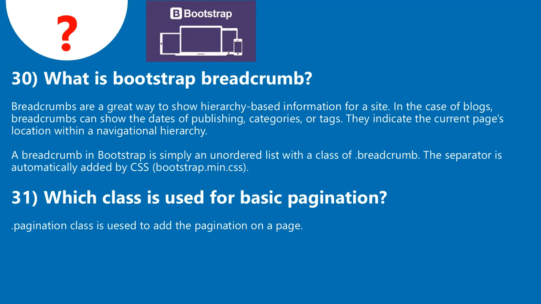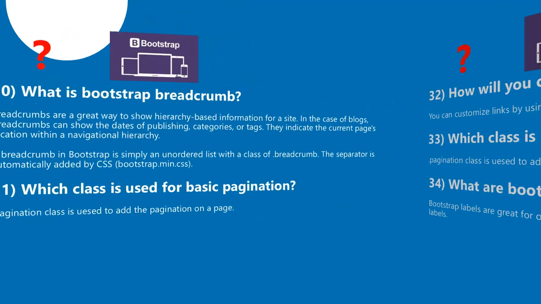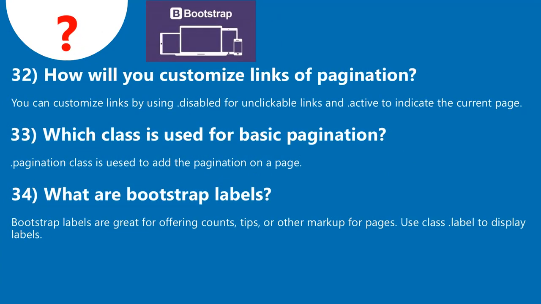bootstrap.min.css. 31. Which class is used for basic pagination? Pagination class is used to add the pagination on a page. 32. How will you customize links of pagination? You can customize links by using .disabled for unclickable links and .active to indicate the current page.